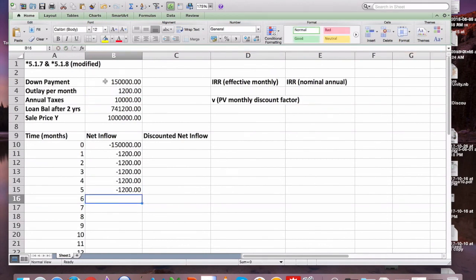Now at time 6, I do not want the negative 1200. Instead, I want negative 10,000 minus 1200. I really want negative B4 minus B5, with dollar signs. Oops, B5, excuse me. That'll be negative 11,200. Correct in this row for time 6.